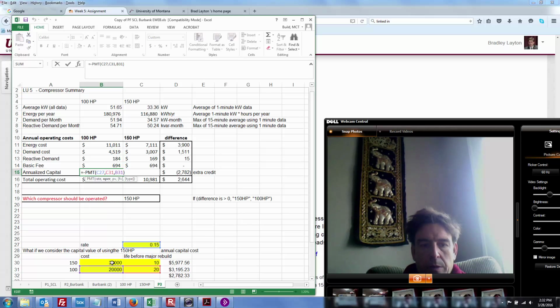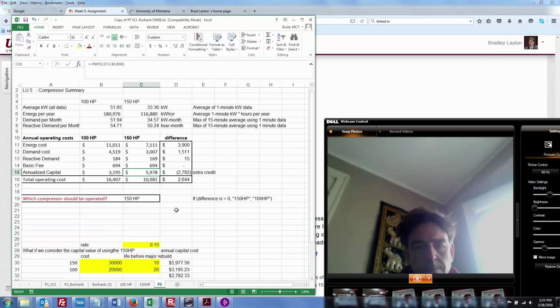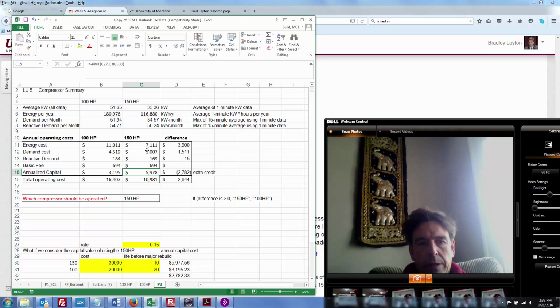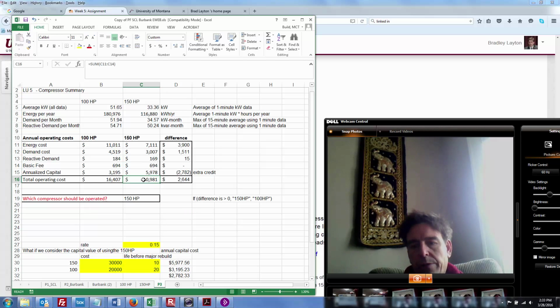So these are what these two motors cost. The 100 is 20 grand, the 150 is 30 grand. They do a major rebuild over 20 years versus 10. So the 150 is more expensive on an annual basis, but you're paying less in demand, you're paying less in energy, less in reactive, same in the basic. So it turns out the 150 is less expensive.